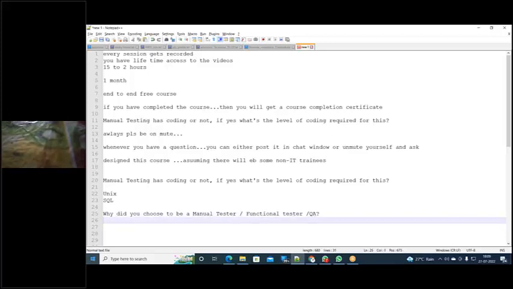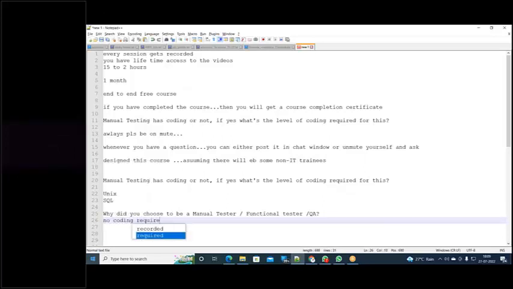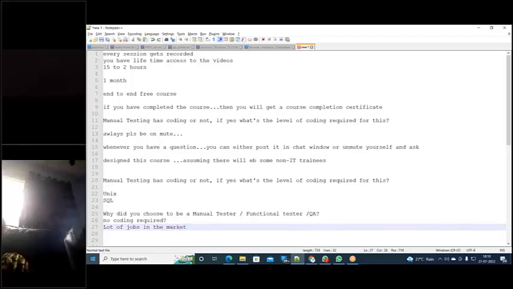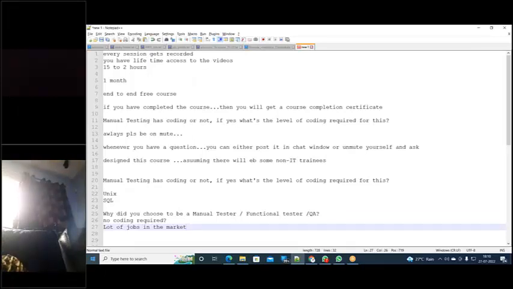First thing is, as Rohit asked, no coding required. Most of the people are afraid of coding, so obviously this one is no coding required. And generally, there are a lot of jobs in the market. Maybe these days it is a little tricky to say this, but still there is a good number of jobs which are there. I'll tell you why there are a good number of jobs, but not right now.